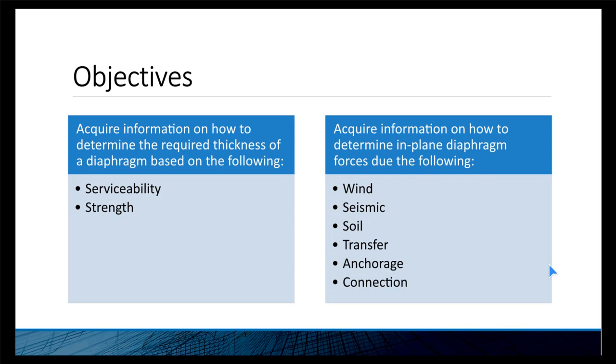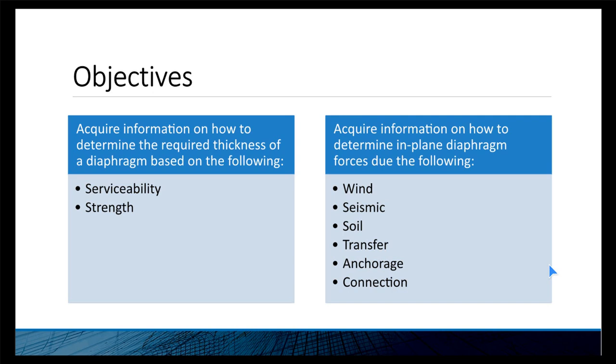So today, what we are going to focus on are two main objectives. We're going to look at how to determine the required thickness of a diaphragm based on serviceability and strength. And a lot of this, I'm sure, is going to be a review for you. We're going to look at what's required in the ASCE 318 code and apply it to diaphragms in particular.